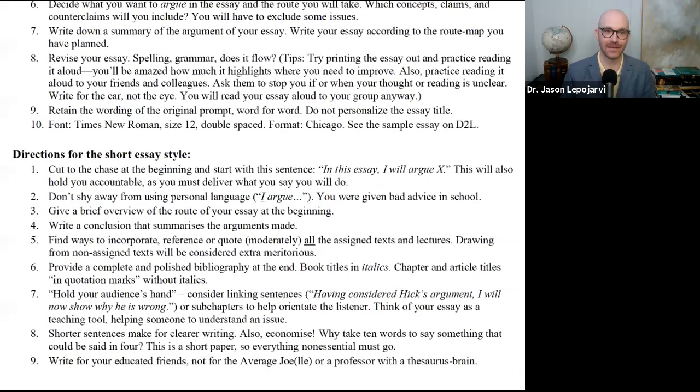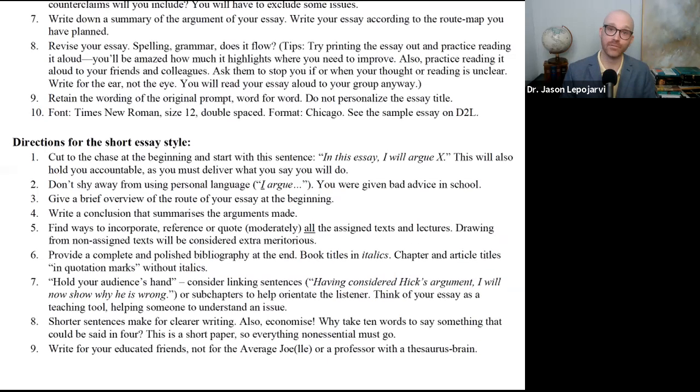7, write down a summary of the argument of your essay. Write your essay according to the route map you have planned. 8, revise your essay. Spelling, grammar, does it flow? Grammarly is a very good software that you might want to download.